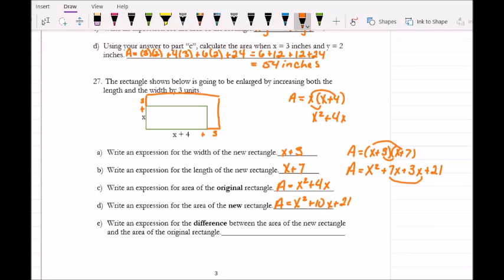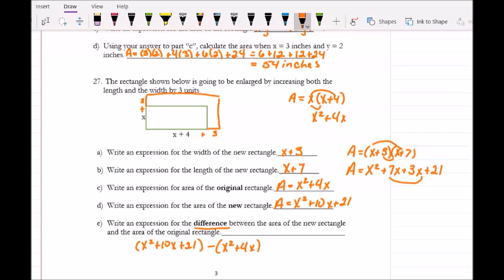Okay, now for the fun part. Write an expression for the difference between the area of the new rectangle and the area of the original rectangle. So difference means we need to subtract. And because the new rectangle is bigger than the old rectangle, we're going to take the bigger rectangle, x squared plus 10x plus 21, and subtract the old area, which was x squared plus 4x.